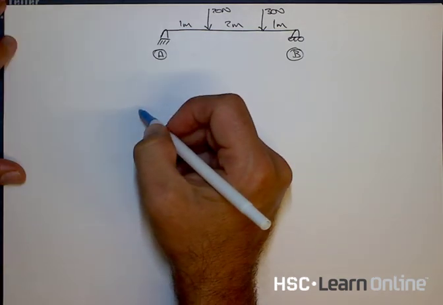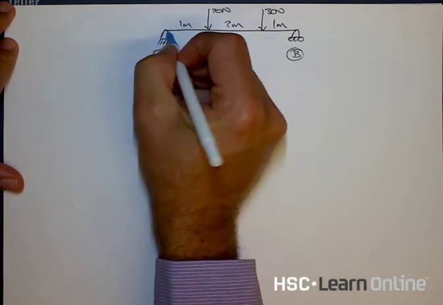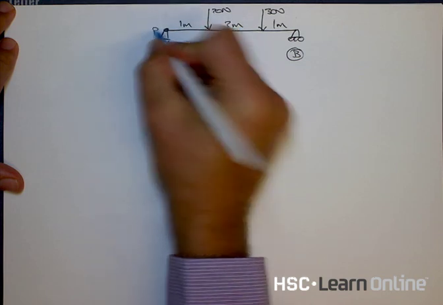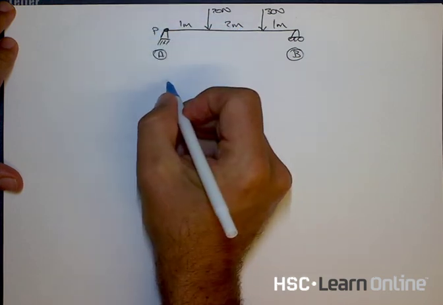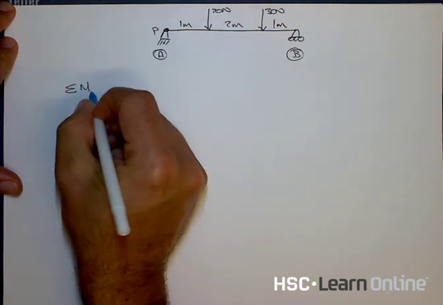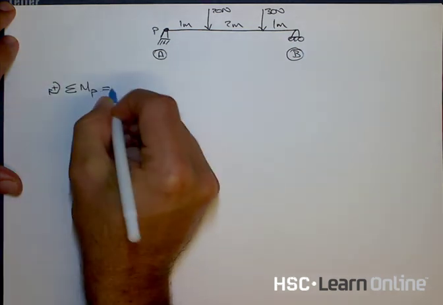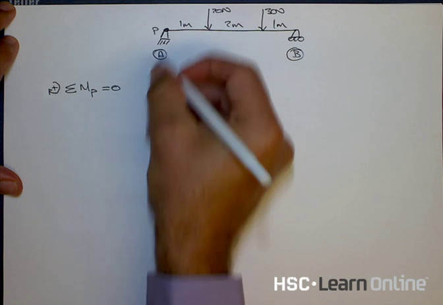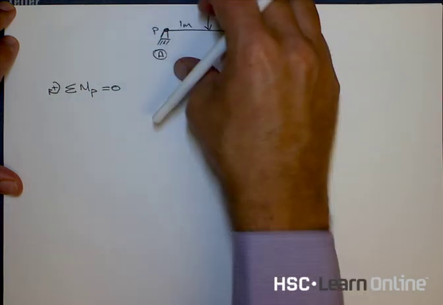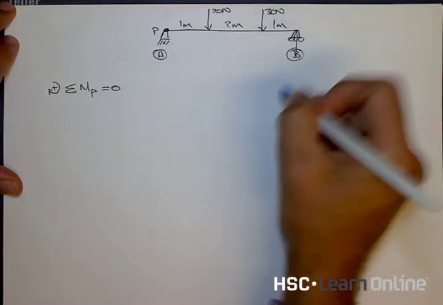So the way that we always start these questions is we always start with a fixed support because it's got two forces, and we take our moments around that particular fixed support point P. So we're going to say the sum of the moments around that point, in a clockwise positive direction, must equal 0. And what we're doing over here is we're going to try and figure out what are the forces trying to spin this bridge, which will effectively give us what this reaction force at B is.